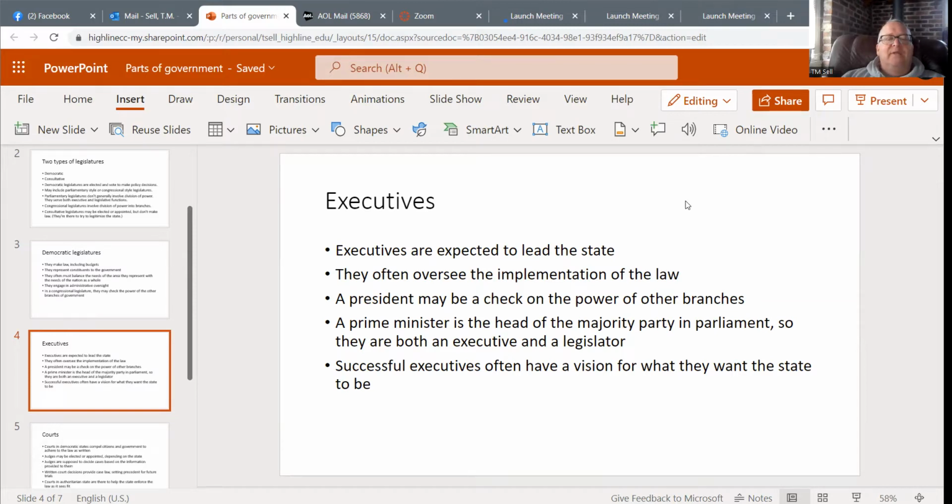may. They oversee the implementation of the law. So if the legislature, whatever it may be, passes a law, the executive is expected to sort of put that into practice. They may be a check on the power of the other branches if there are branches. If there's not, they aren't. Prime Minister, remember, is head of the majority party in Parliament, so they are both an executive and a legislator. This, I think, is true.